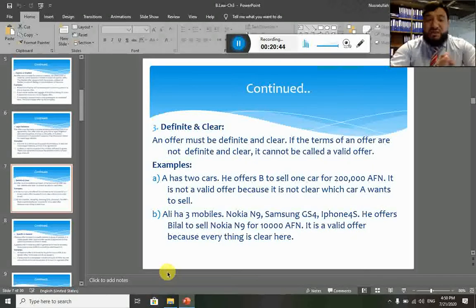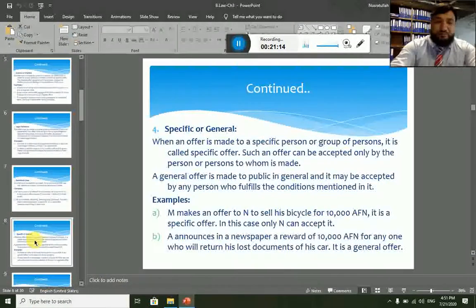Ali has 3 mobiles: Nokia, Samsung, and iPhone, and the models are also clear. He offers to sell the Nokia N9 for 10,000 Afghani. It's a valid offer because it's clear which phone, which model, and what price. If you want to make it even clearer, you can say which color. Even the size of the phone could be specified here. It becomes even better.